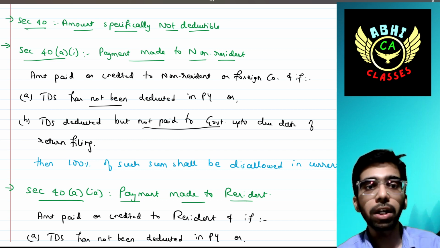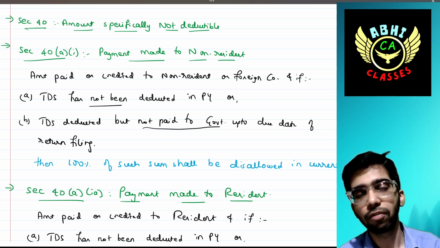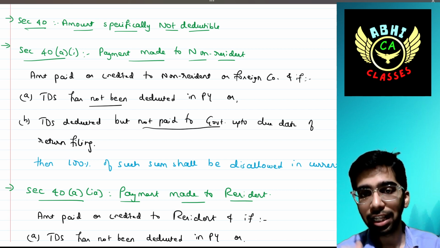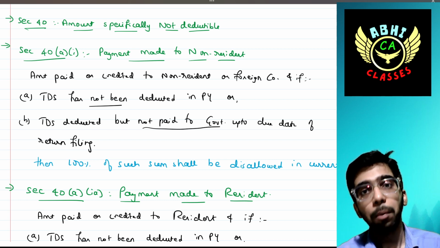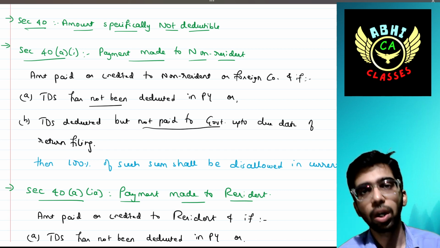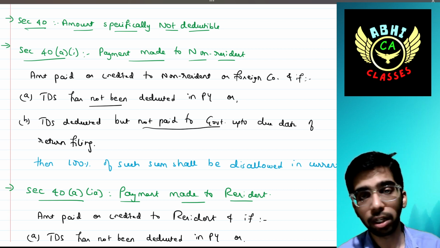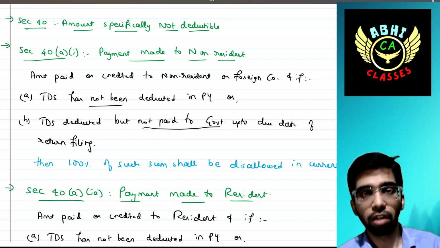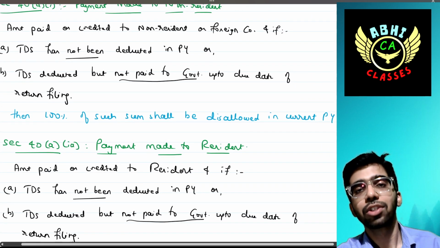If the TDS has not been deducted in the previous year, if the bank has not deducted the TDS in respect of the FD made by an NR, or the TDS of 10,000 has been deducted but has not been paid to the government by the bank up to the due date of filing income tax return. Due date of filing income tax return means 31st July or 31st October, as the case may be. The TDS has been deducted, but it has not been paid to the government up to the date of filing income tax return. If these conditions are met, then 100% of such payment shall be disallowed.